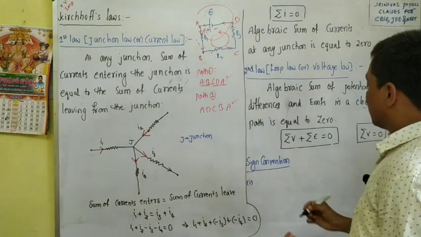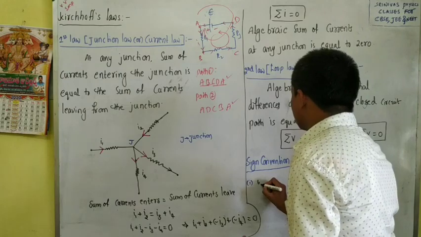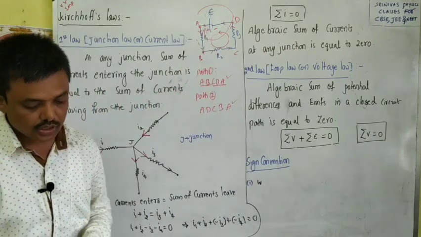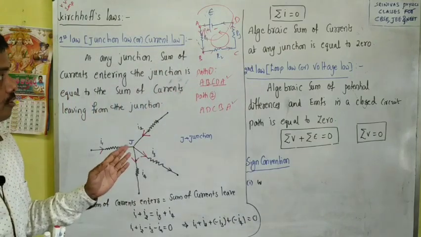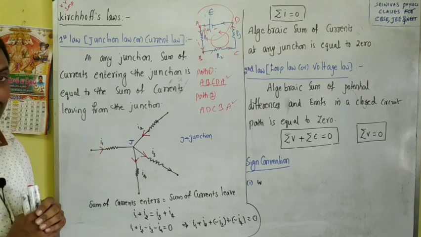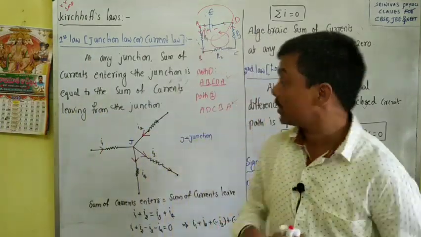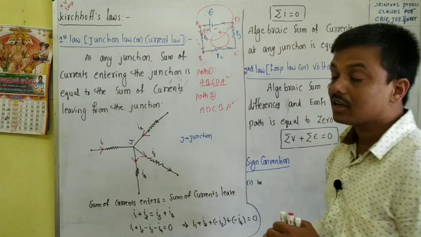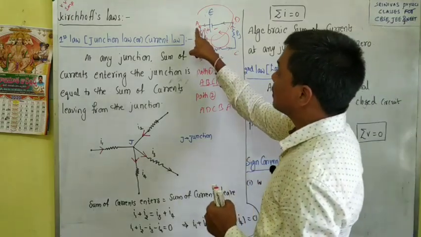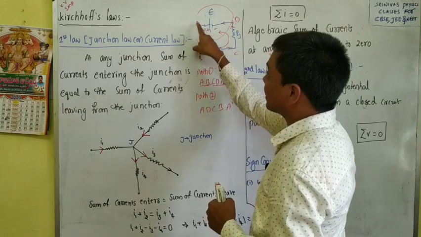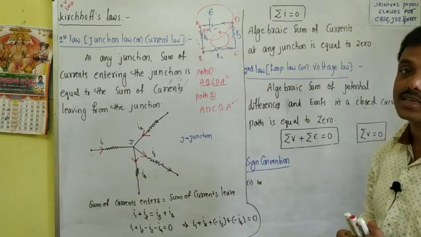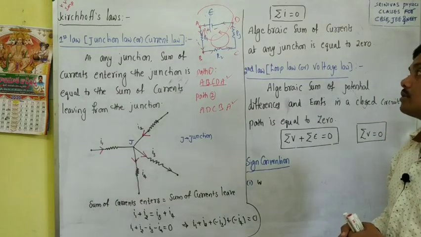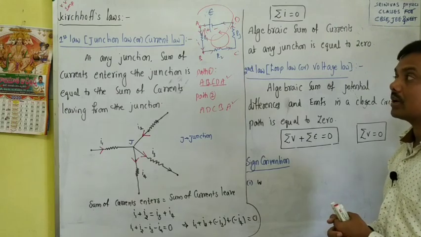Now, while traveling, the first rule is if you travel in the direction of the current. For example, in the direction of the current means A to B, B to C, C to D, D to A. If you travel in the direction of the current, then the potential difference across the resistance we have to take as negative. This is the first sign convention rule, and vice versa. That means if you travel opposite to the direction of the current, then you have to take it as positive.